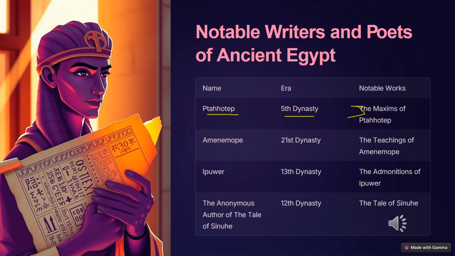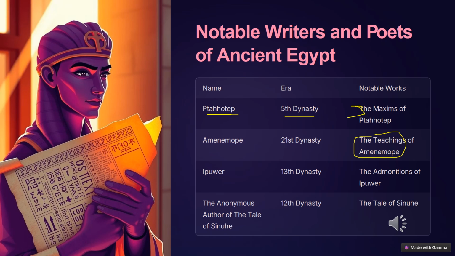This work is a collection of ethical teachings and advice on proper conduct, reflecting the importance of morality and wisdom in Egyptian society. Next is Amenemope from the 21st dynasty, who authored the Teachings of Amenemope. This text provides practical guidance on living a virtuous life, emphasizing the values of humility, honesty, and justice.